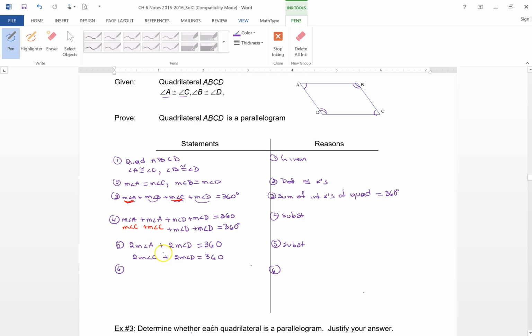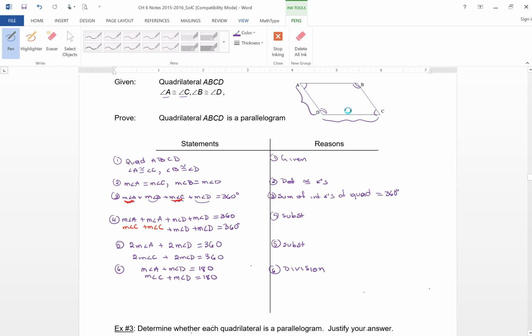I can divide through by 2, and I say measure of angle A plus measure of angle D equals 180. Measure of angle C plus measure of angle D equals 180. This is division. So now look what I've done. I've said that A and D together are 180, and C and D together are 180. And because consecutive angles are supplementary, then I have parallel lines.